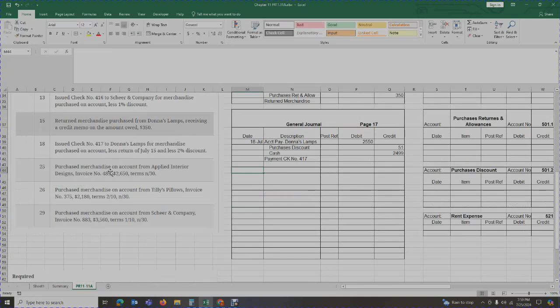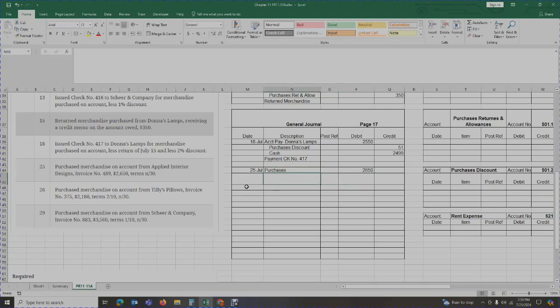On the 25th, you purchased merchandise on account from Applied Interior Design, invoice number 489 for $2,650. There is no discount. It's just net 30. Okay. So this is happening on July the 25th. We made a purchase on account. So what happened? Well, we have purchases. Purchases of how much? The problem says that we purchased $2,650.